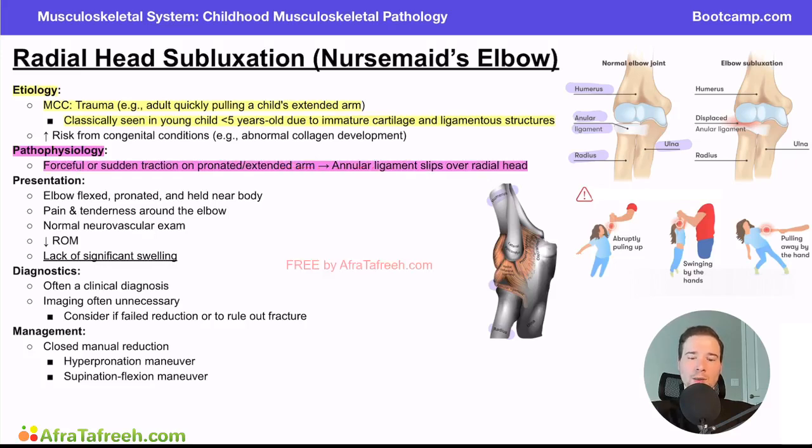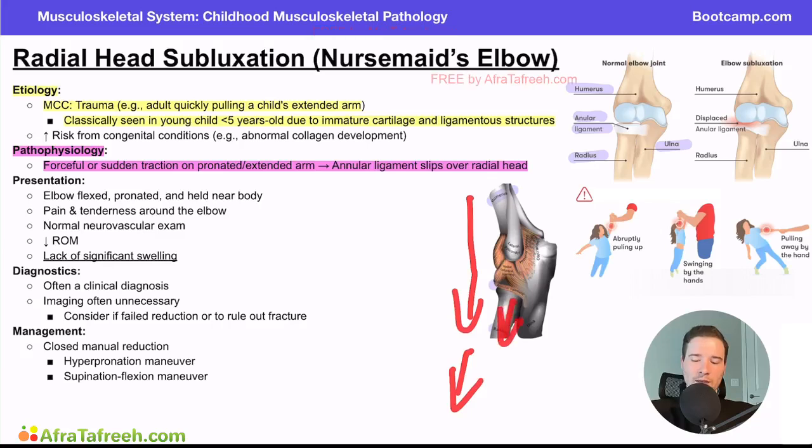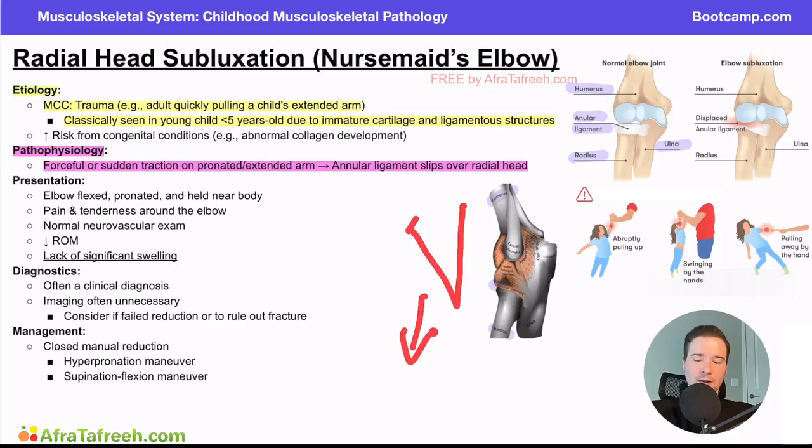And we showed that in the previous image. So the key point to focus in here is why pronated and extended. Well, the extended part makes sense, right? Because think about it. If this is an extended version of the arm and a traction force is applied, it's very easy for this to pop out, the ligament to drop under. However, if the arm was bent more this way, it's really hard to apply that traction force to get the annular ligament to dislocate.